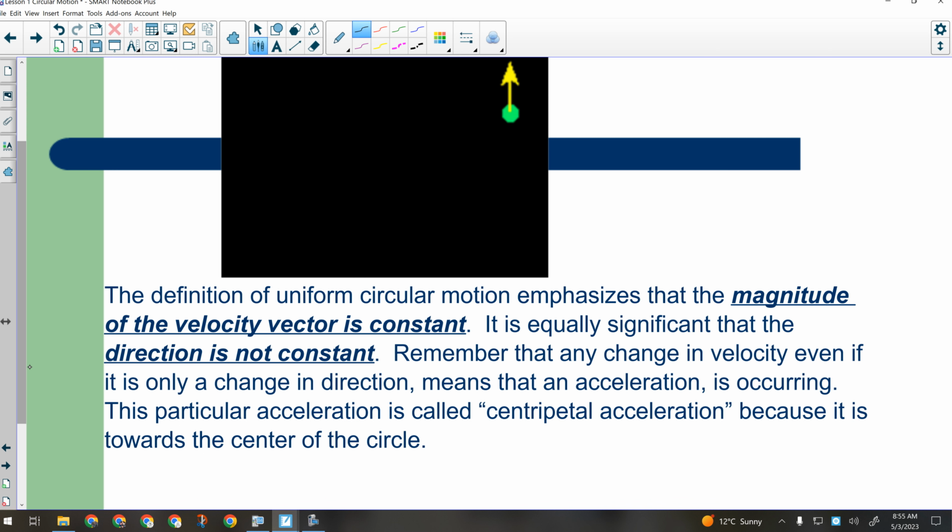circumference and radius. Okay. All right, so it's equally significant that the direction is not constant, and remember that any change in velocity, even if it's only a change in direction, means that acceleration is occurring. Okay, and in order to provide acceleration, you must provide a force. Now the example that we used yesterday was David and Goliath. A sling is basically just something that allows you to multiply the force that you can exert.